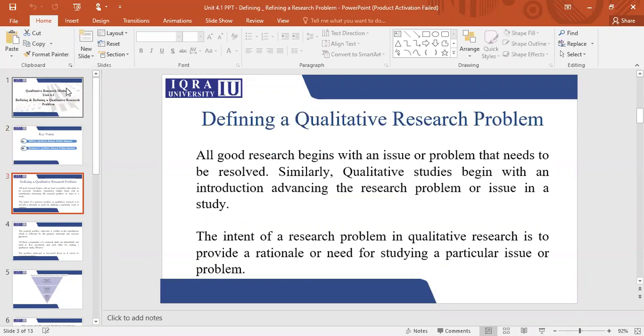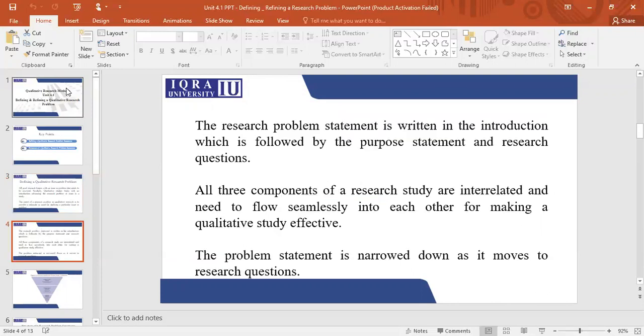If we talk about a qualitative research problem, it is basically the main issue or the main problem that you are trying to investigate, that you are trying to solve. Your purpose is to provide a rationale for why you are studying this issue, why you are trying to solve this problem, and why it is important to analyze it. Usually we write a problem statement in the introduction.